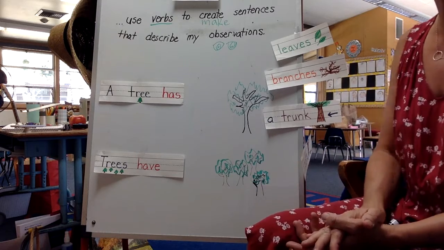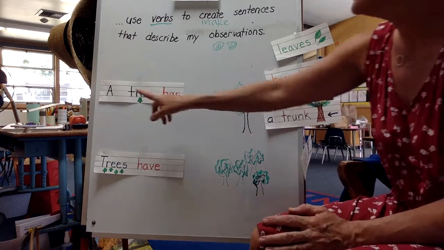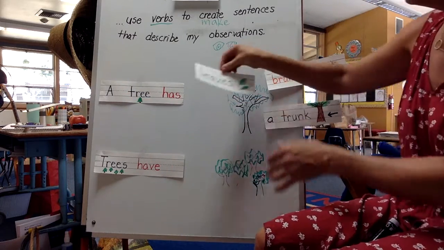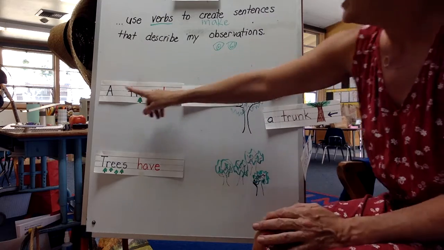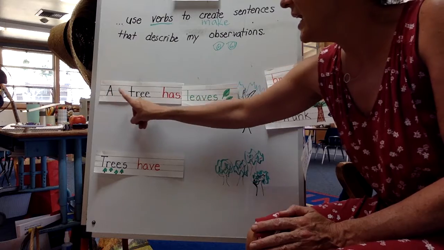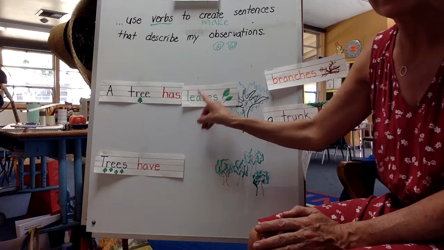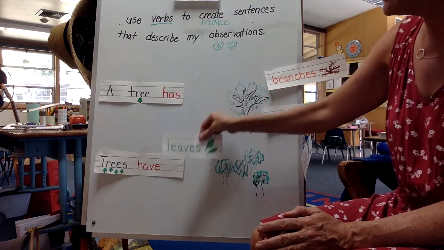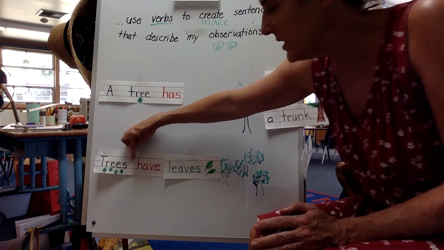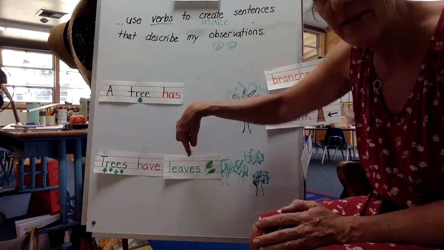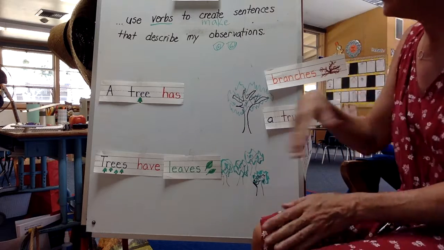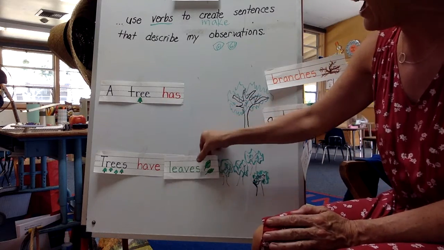Let me show you how I'll do it, and then you'll get a turn in a minute. A tree has leaves. A tree has leaves. Can you say that? A tree has leaves. But if I change it down here to trees, trees have leaves. Watch my mouth. Trees have leaves. So we change has to have.